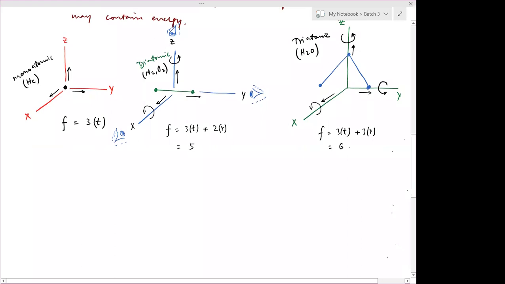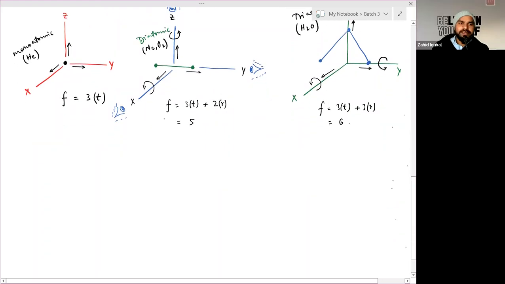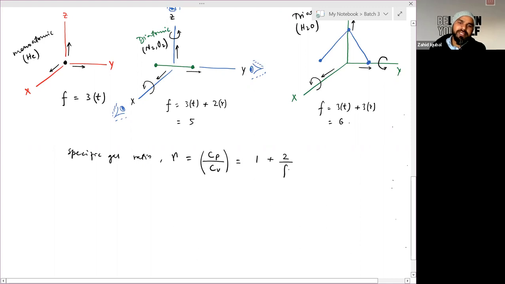Yes, sir. Okay. Now, on the basis of degrees of freedom, we may define a specific heat ratio denoted by gamma, which equals Cp by Cv. I will define later what Cp and Cv mean. C is specific heat, P is for constant pressure and V is for constant volume. So you may say the numerator is molar specific heat at constant pressure and the denominator is molar specific heat at constant volume. It will equal 1 plus 2 by F, where F is the degrees of freedom.